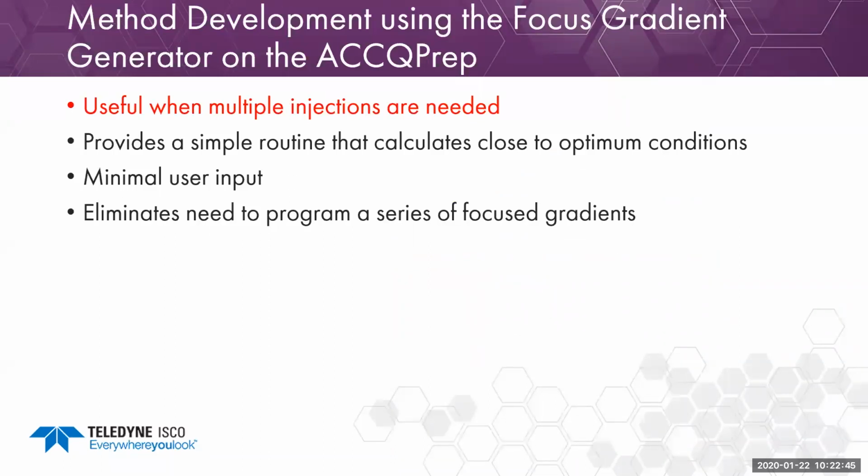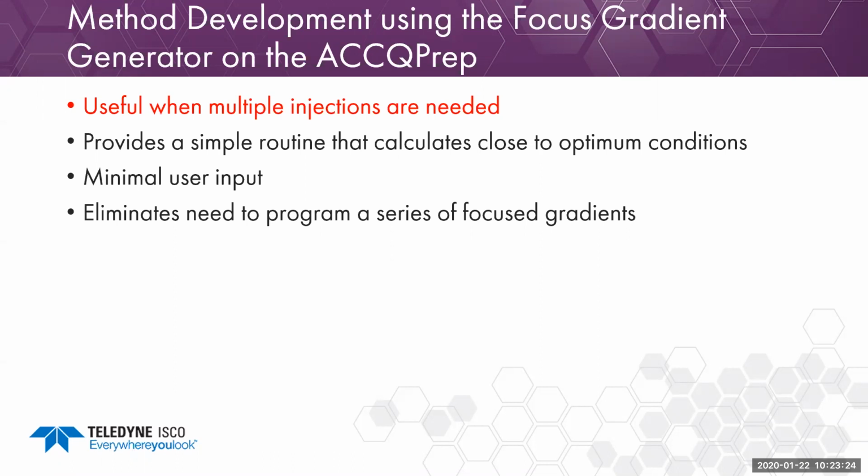On the AccuPrep, we have a really neat feature: we've incorporated a focus gradient generator to help with method development. This is really useful when multiple injections are needed. It provides a simple, easy user interface that calculates close to optimal conditions for you. The nice thing compared to the zone method is that it's going to predict a value that's unique to each compound. So if you're on the edge of a zone, it's going to choose a range that's centered around that peak, not necessarily just putting you into a zone.